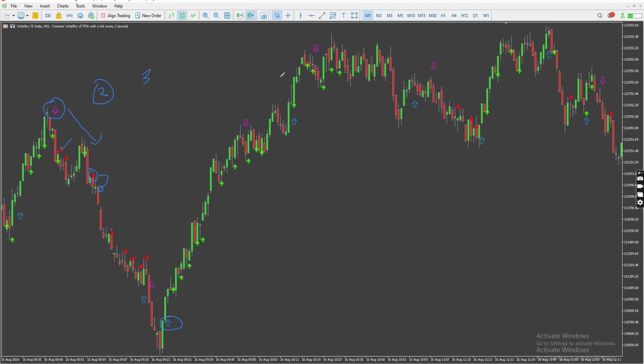After this arrow came, we took it here, it's a loss. We took it here, it's a loss. We wait. We are not going to take this green arrow, because our overall trend is still showing down. So we are waiting for a red arrow.